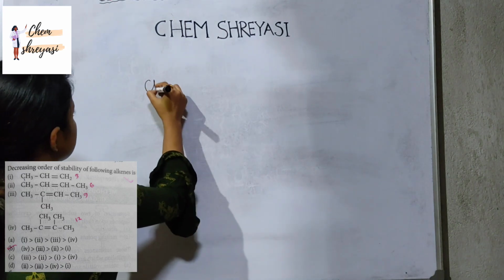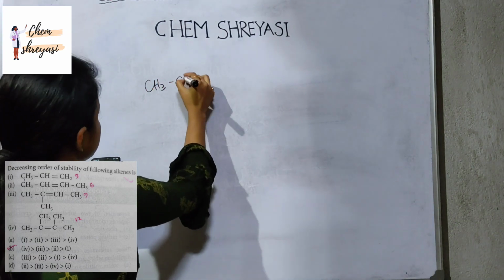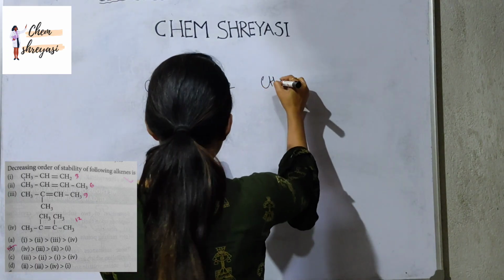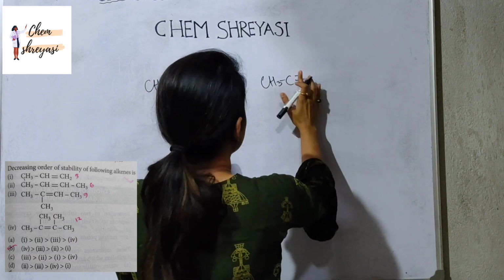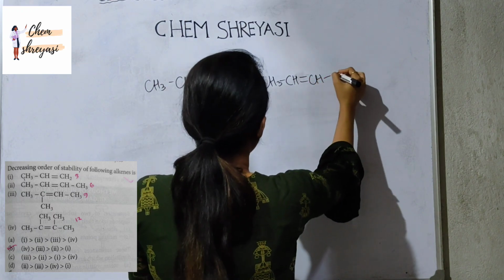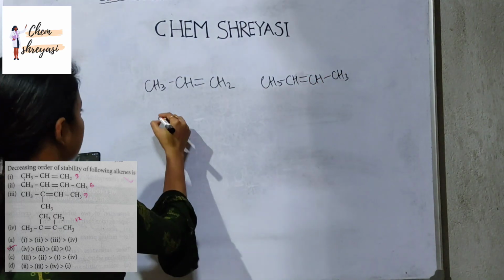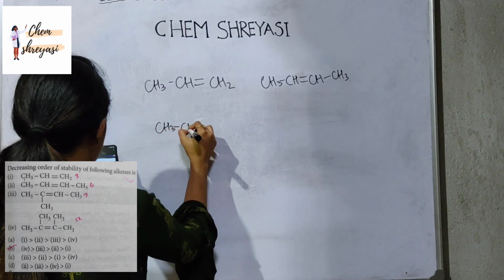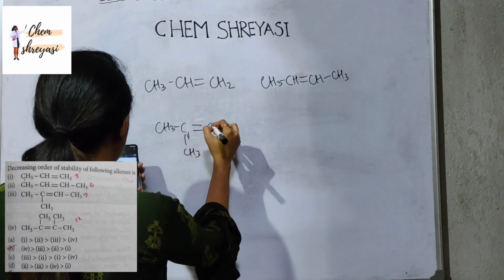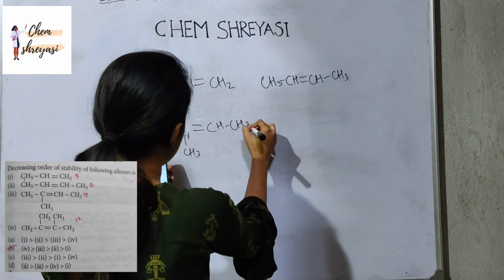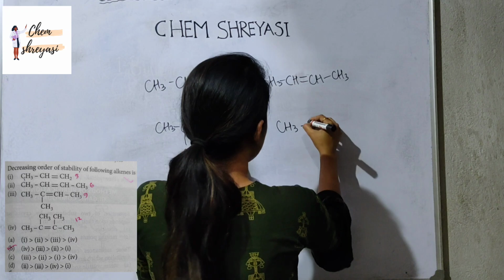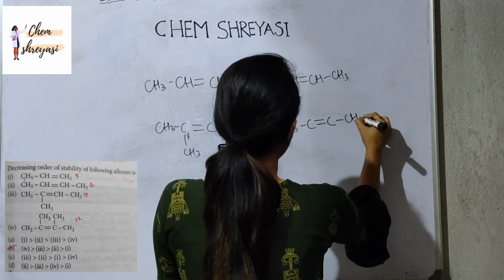The first one is CH3 CH double bond with CH2. The second one is CH3 C double bonded CH double bonded with CH single bond with CH3. The third one is CH3, CH3 double bond CH, CH3. The last one is CH3 carbon double bond CH3 and CH3.